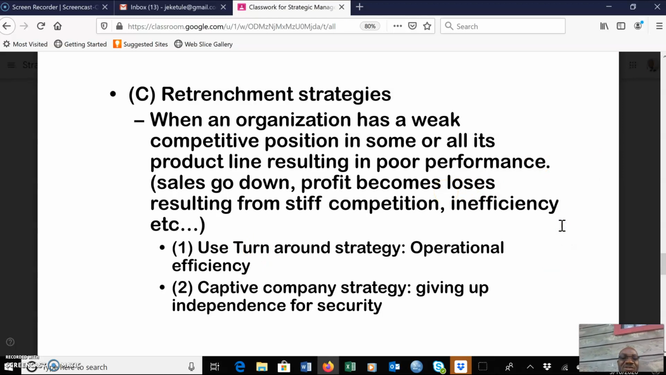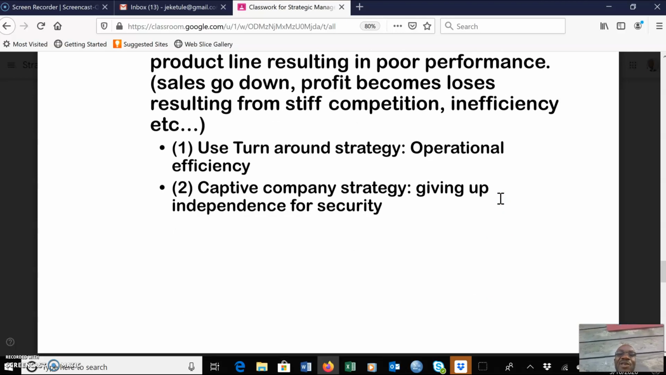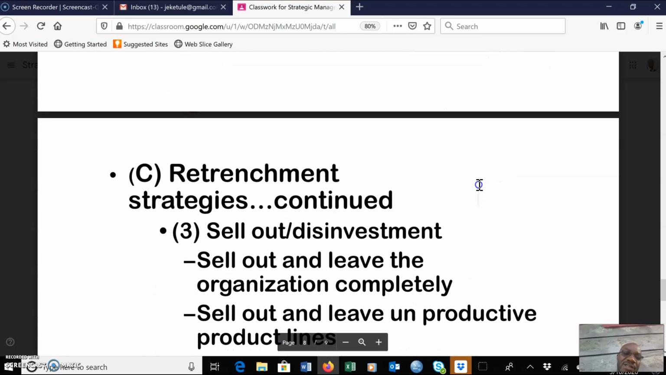So for retrenchment strategies, before that, you have to use a turn-around strategy or operational efficiency. Look at your operational efficiencies, where you can improve before you actually close down. Or use a captive company strategy, whereby you ask other organizations to run your organization on your behalf. So you are giving up your independence for security. There are some organizations that have done that, saying they cannot operate on their own. They need someone to run their organization.